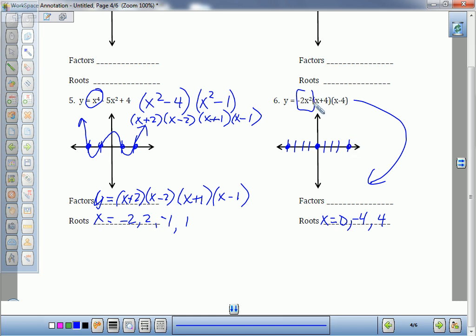Let's count the degree. 2, 3, 4. It's an even degree function. It's a 4th degree, even degree. Negative leading coefficient falls to the left, falls to the right.